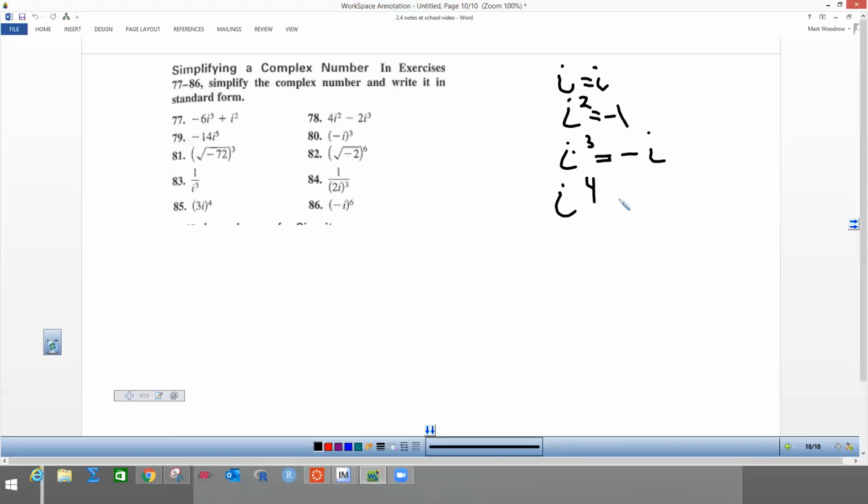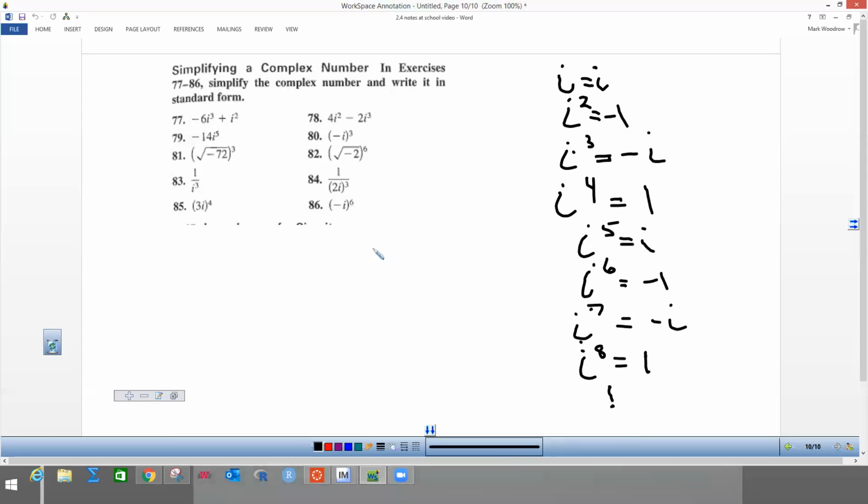i to the 4th is equal to 1. i to the 5th repeats all over again. i to the 6th is the next one, -1. i to the 7th is the same as i to the 3rd, and i to the 8th is the same as i to the 4th, which is 1, and it keeps doing this forever. So if you have really big numbers with i's in them, I'm going to show you how to do this. I'm going to do it right here.